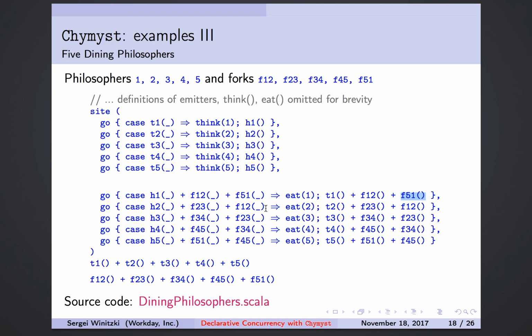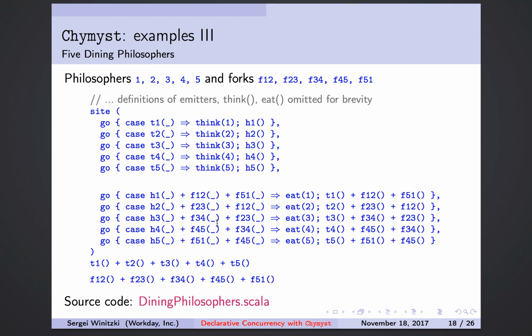So as I explained, the chemical machine works by first consuming all these input molecules for a reaction to start. So they are all consumed atomically, which means that, let's say if we have F12 that these 2 philosophers want, only one of them will be able to start. Only one of these 2 reactions will be able to start. The chemical machine will not deterministically choose which one will start, but it's guaranteed that only one of these will start, because we are not going to emit more than 1 copy of each fork into the soup.